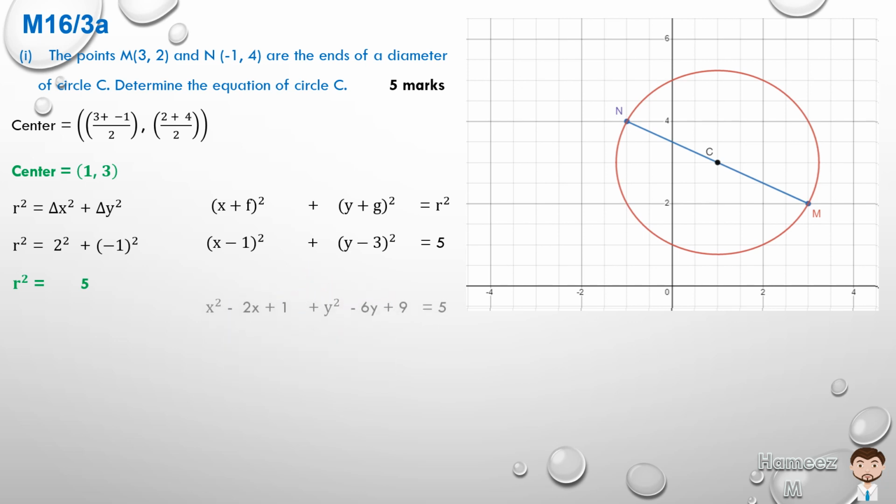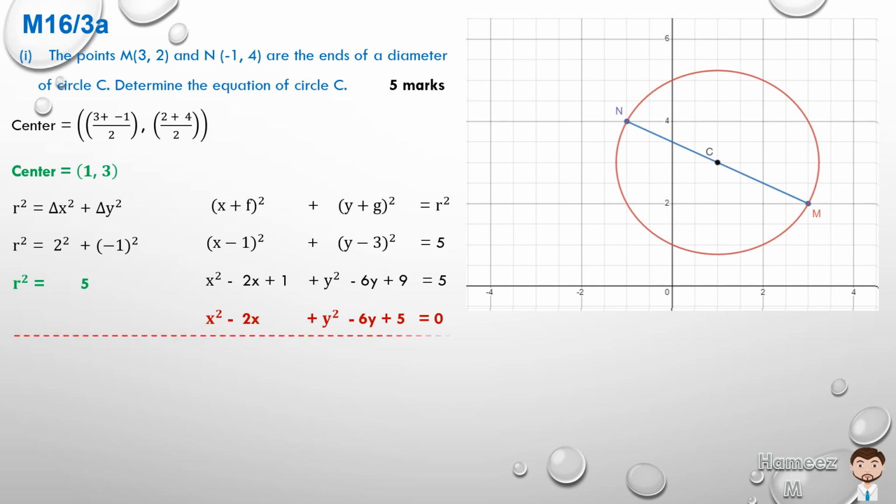And we can expand it, so we're going to get x squared minus 2x plus 1 plus y squared minus 6y plus 9 is equal to 5. And we can carry everything across on the left hand side and simplify, so we're going to get x squared minus 2x plus y squared minus 6y. 1 plus 9 is equal to 10, 10 minus 5 is 5, plus 5 is equal to 0. And that's the equation of the circle.